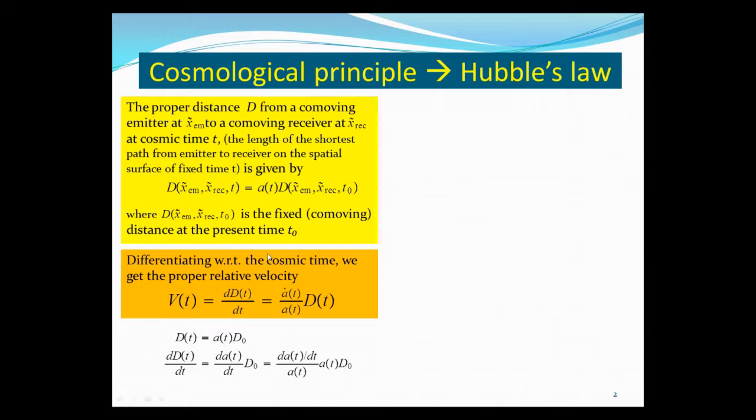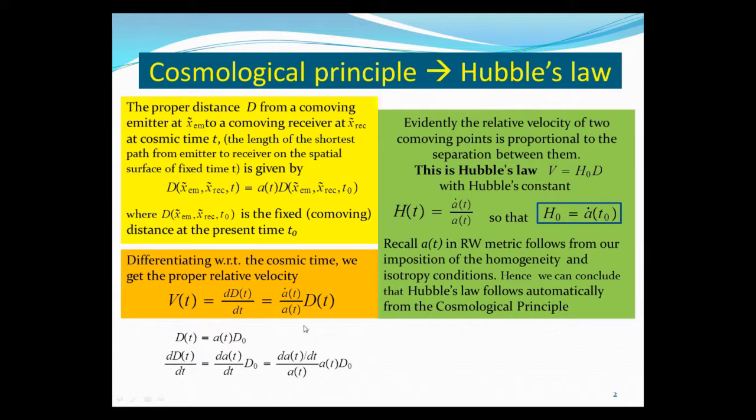Now, if we differentiate with respect to the cosmic time, we get the proper relation. The relative velocity v is equal to the derivative with respect to t, and that turns out to be the rate, a dot over a, times d. You simply notice that if I write this in a more transparent notation, d of t equals a of t times d naught, and you differentiate with respect to t, only a is differentiated, and then you divide by a and multiply by a, and you get the relation over here.